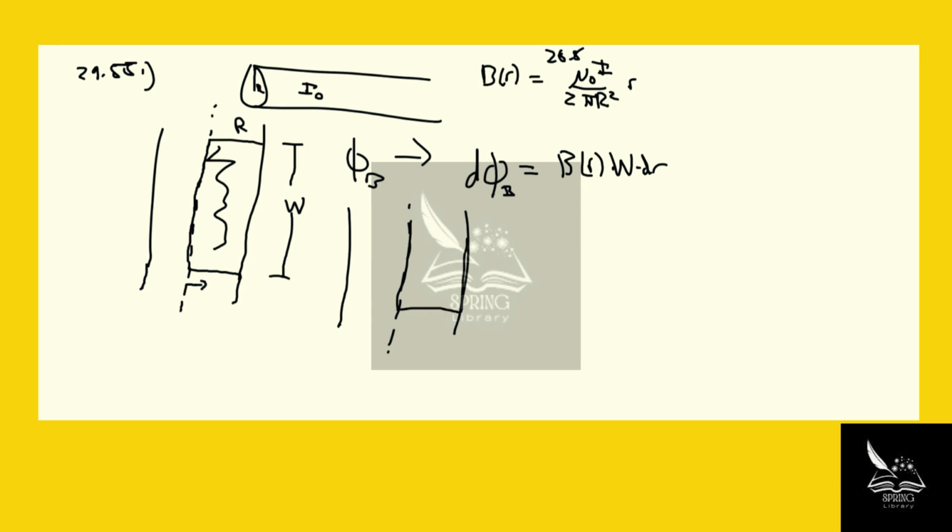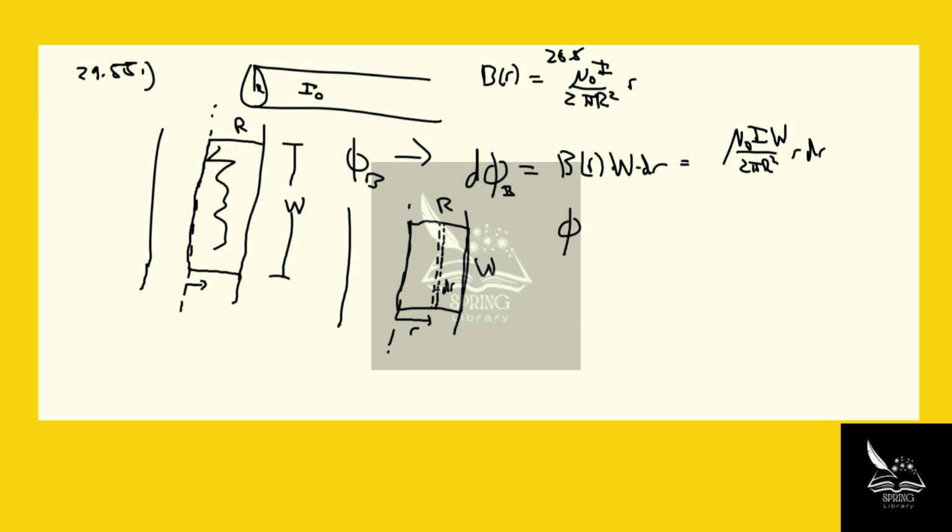So here's our square, it's big R. Imagine we're just cutting out this tiny little rectangle that is R away and of width dr, and this is what we're left with. So it's width dr times the length of W to get that area, times the magnetic field B of R. If we plug all this in, this comes out to mu naught I W over 2 pi big R squared, R dr.